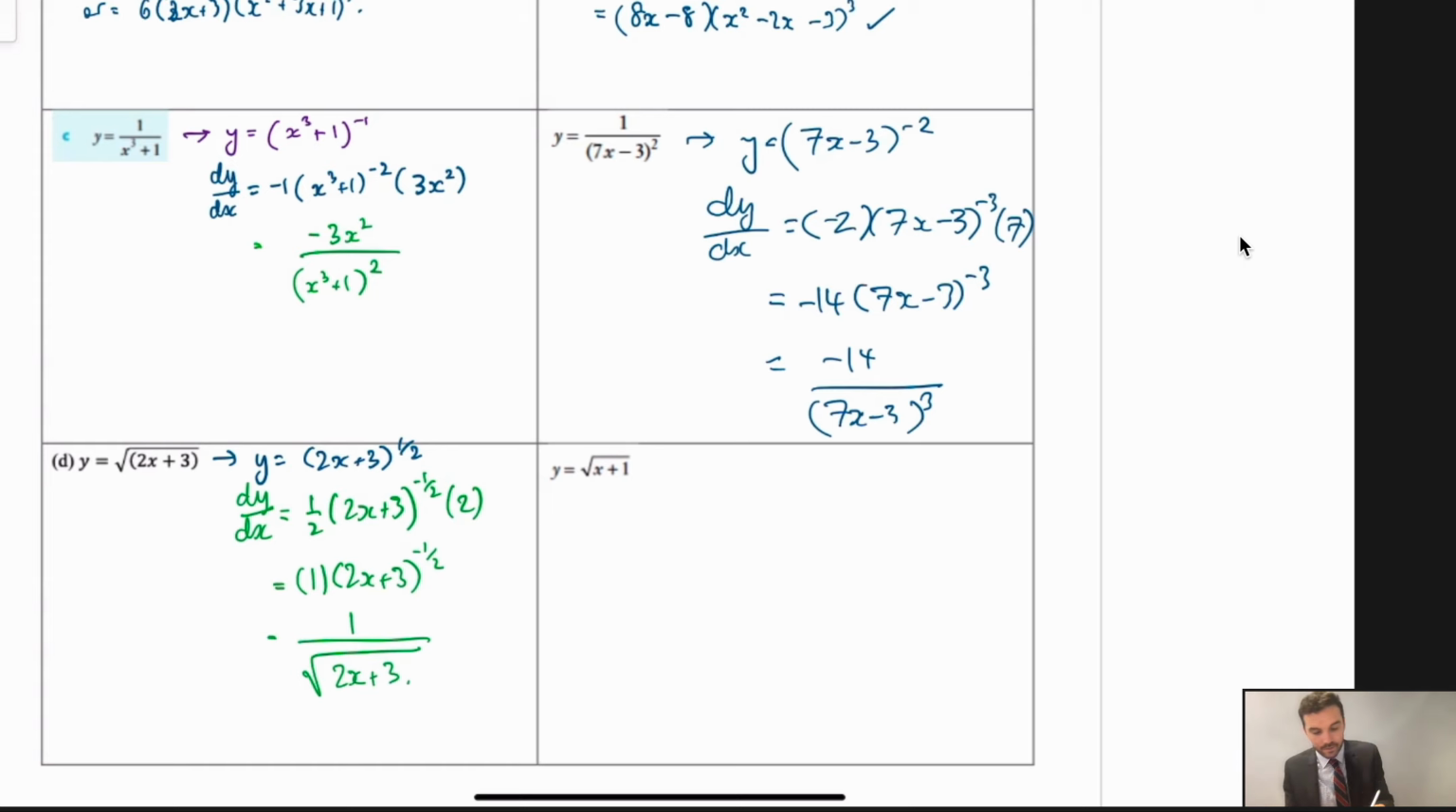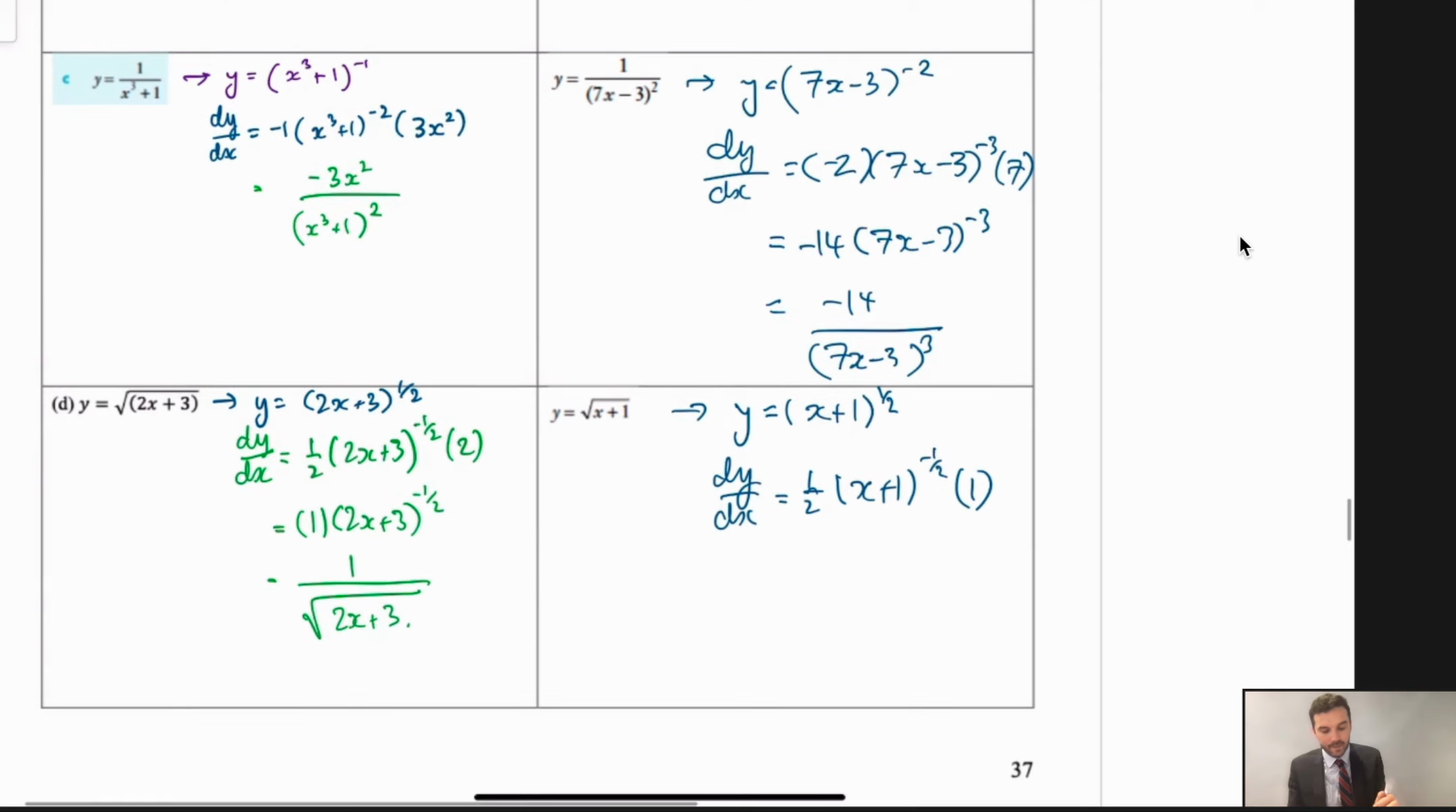Let's go on to the next one. Express this as a fractional power, half, then differentiate, take 1 off the power, and then differentiate inside. So x plus 1 just goes to 1. Now we can clean this up.